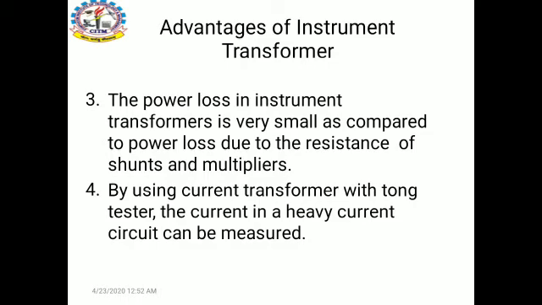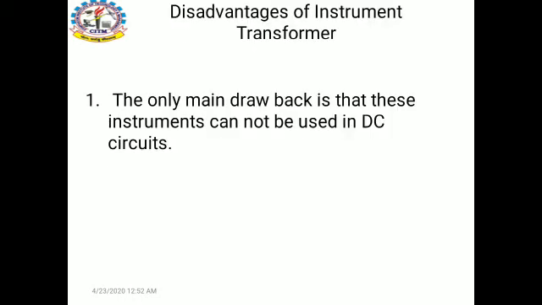Continuing, the power loss in an instrument transformer is very small as compared to the power loss due to the resistance of the shunt and multiplier. The instrument transformer is more advantageous than the multiplier, because a multiplier has a number of settings, and on those settings we can change and find the voltage in our secondary circuit. By using a current transformer with tong testers, the current in a heavy current circuit can be measured. A tong tester is an electrical measuring device with the help of which we can measure the current in a live wire.